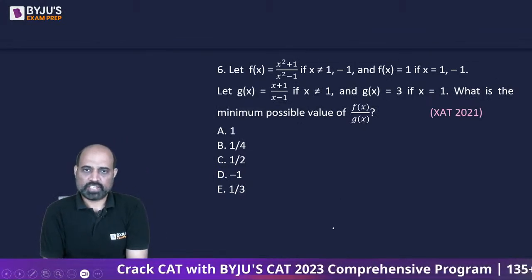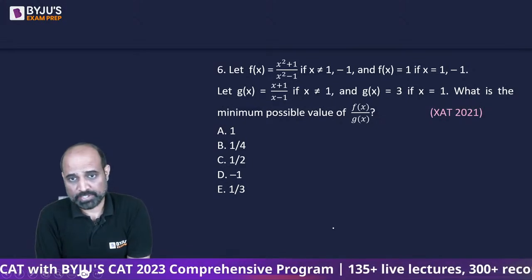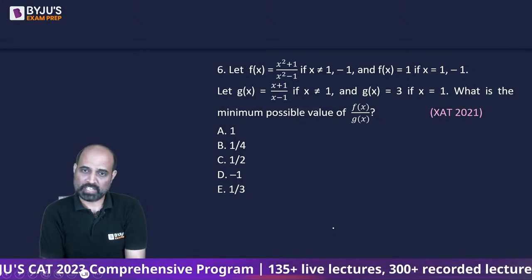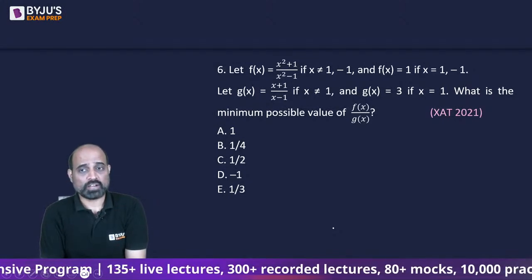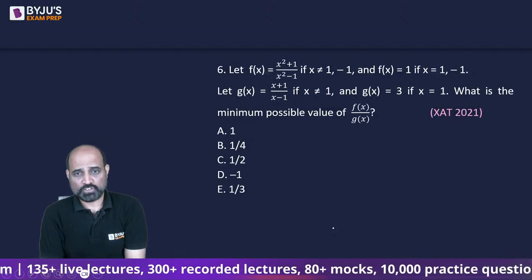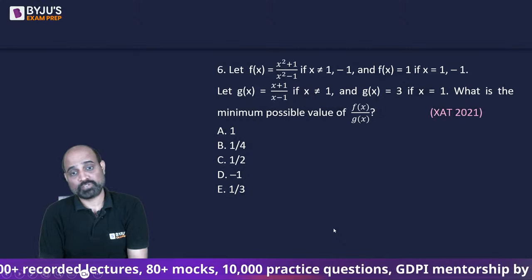Okay, next. Let f of x is equal to x square plus 1 whole divided by x square minus 1 if x is not equal to 1 or minus 1. And f of x is equal to 1 if x is equal to 1 or minus 1. And g of x is equal to this and g of x is equal to this. What is the minimum possible value of this?